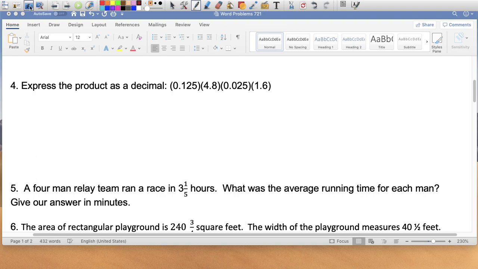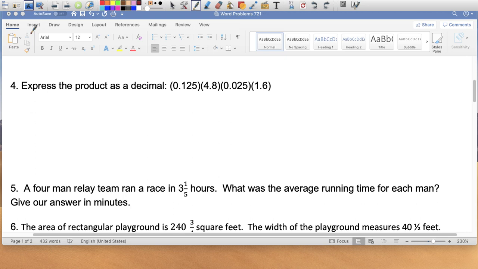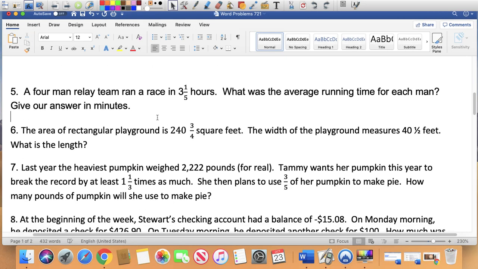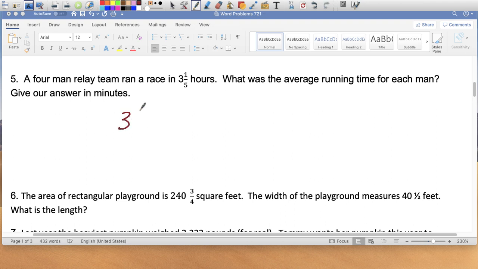Let me pause this for a second. Number 4. A 4-man relay race ran a race in 3.5 hours. What's the average? So this is just a division, right? So you can choose to divide it like this, or you can choose to divide it like this. Whichever one you're more comfortable with. I definitely think this is better. So give you an answer in minutes.